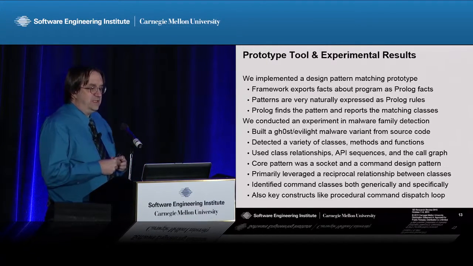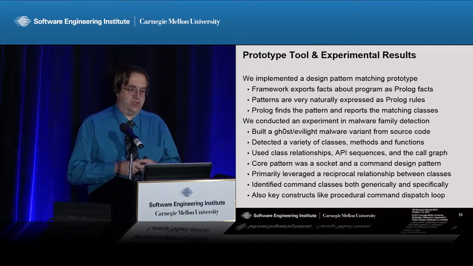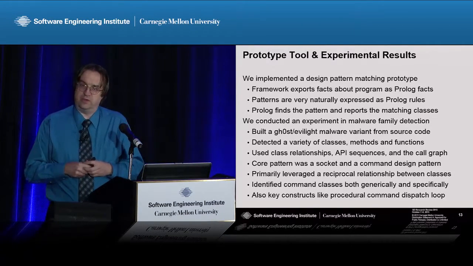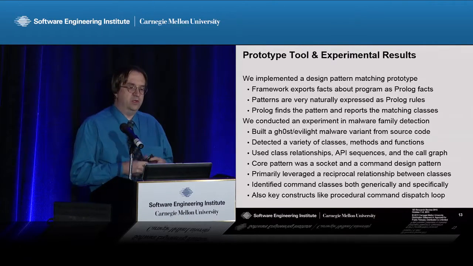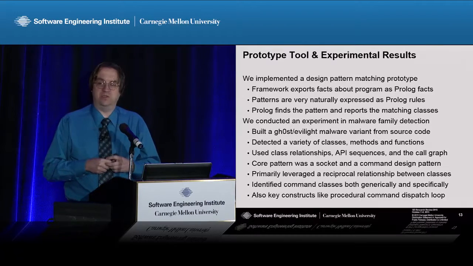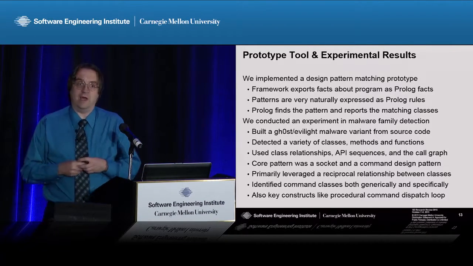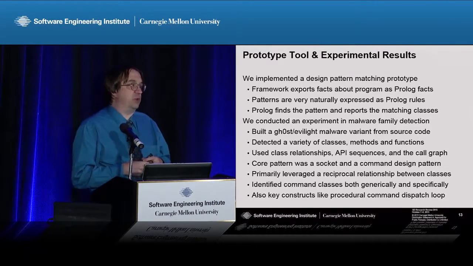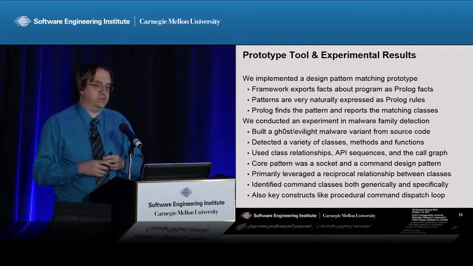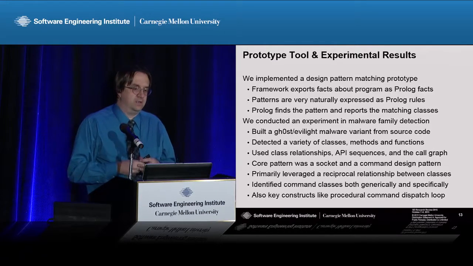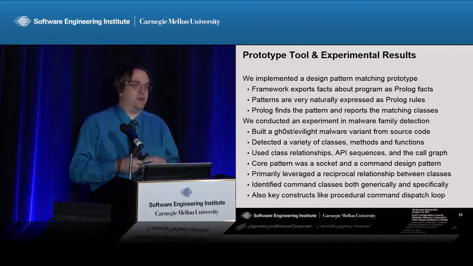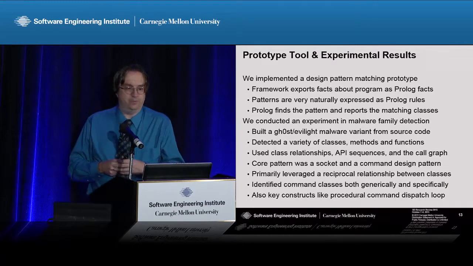So what we actually did in our prototype was we decided to express the facts that came out of various tools that we have built, and I'll talk about those more in a demo tomorrow, but we took those facts and we exported them as Prolog facts. And then we took the pattern that we were looking for, and that was expressed very naturally as a set of Prolog rules. We just make assertions about what kinds of abstractions we see in the program. And then we invoke Prolog, and Prolog will help us figure out whether those facts match that pattern.